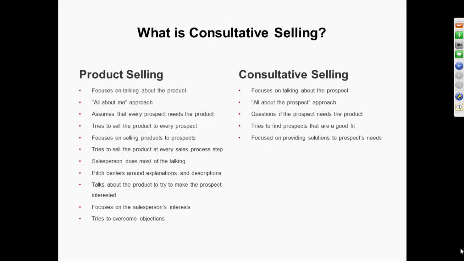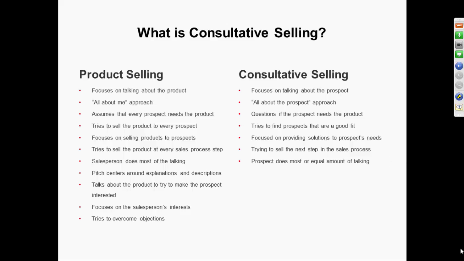With product selling, the salesperson focuses on selling products to prospects. Now, with consultative selling, you focus on providing solutions to the prospect's needs. With product selling, you try to sell the product at every sales process step. With consultative selling, you're more focused on guiding the prospect to the next step of the process. So you're more focused on selling the next step of the process versus selling the product at every step.